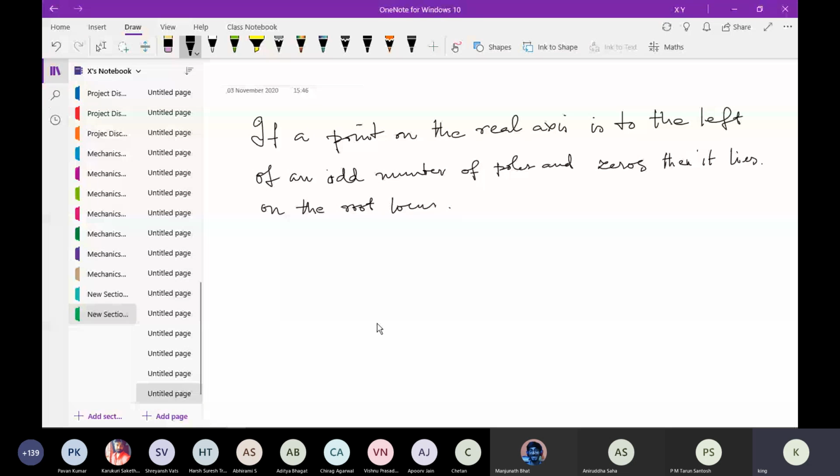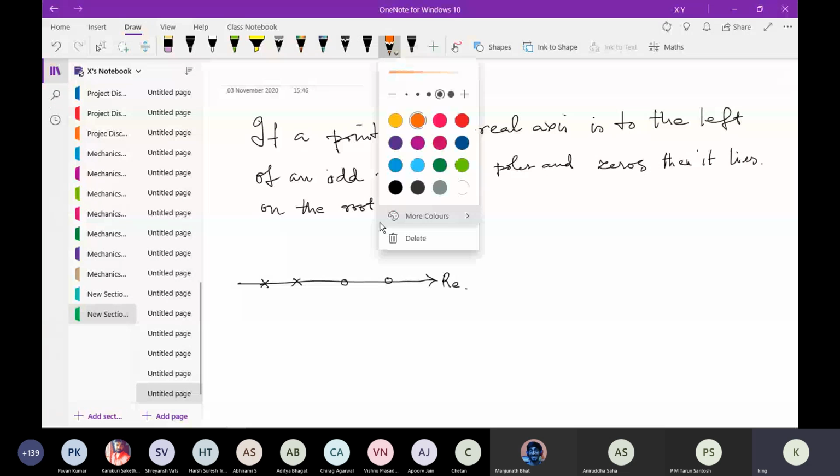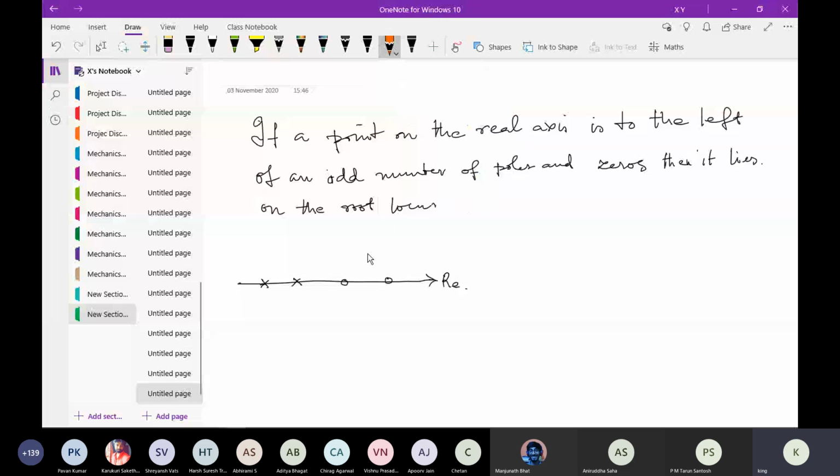So you see, now we are in a position where we can play a simple game. This is my real axis. You can just try this yourself right now. Where is my root locus? If this is the situation that I have, so I am here. Or let us say I start from here.